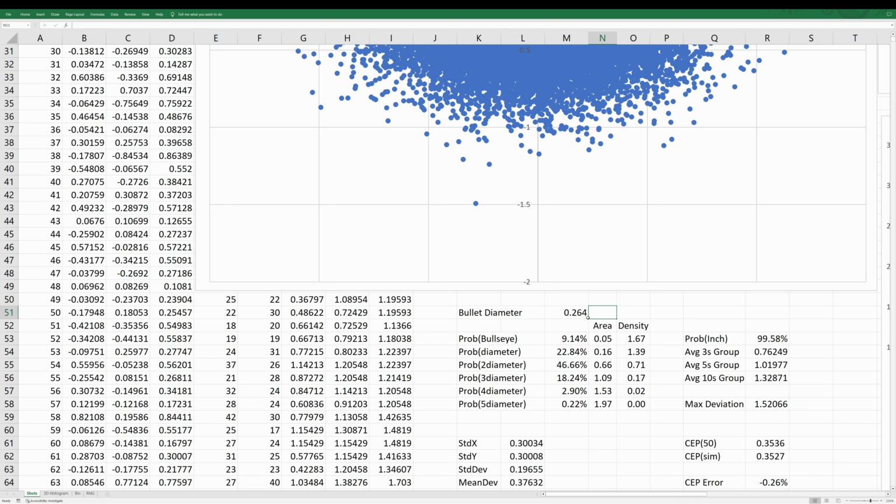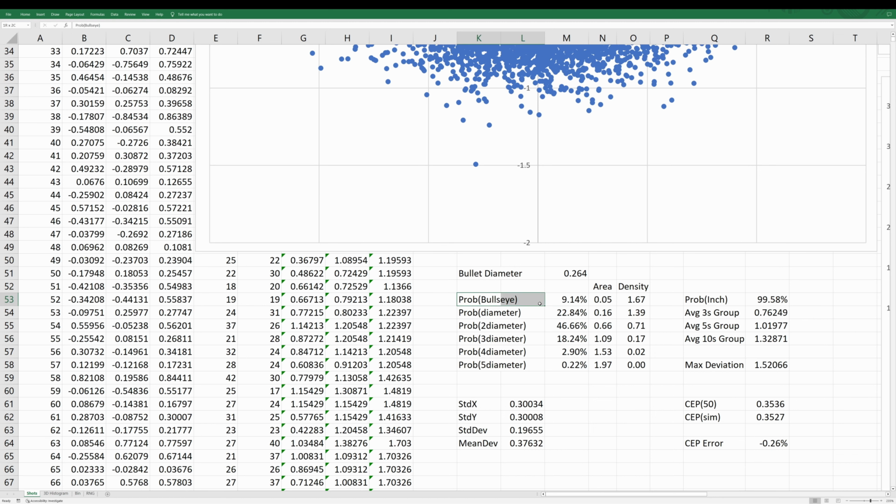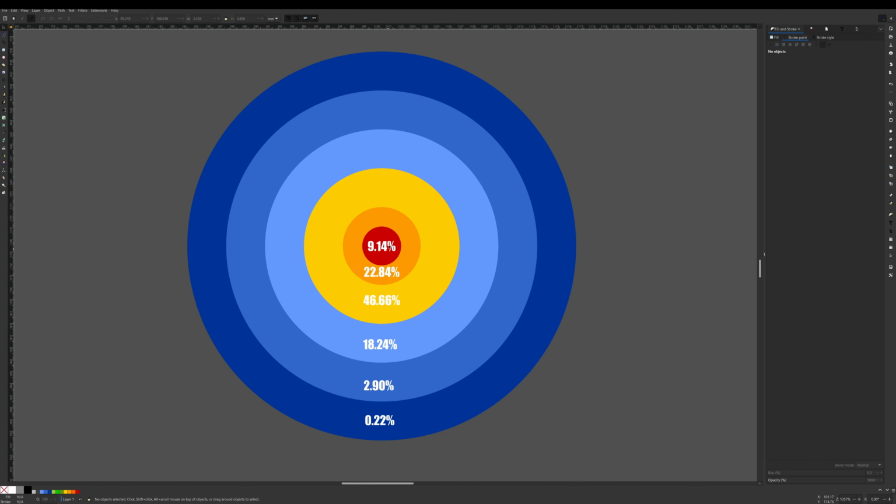And it turns out that if you shoot at a real target with a bullet with a diameter of 0.264, if that bullet lands within 0.132 inches, it will strike the center of the target. And so there's about a 9.14% chance that with the distributions that I used, a bullet would strike the center of the target. So to illustrate what these numbers are trying to tell us, again, the probability of hitting a bullseye with this rifle shooting a bullet with a diameter of 0.264 is the probability that a bullet lands within half the bullet diameter of the center.